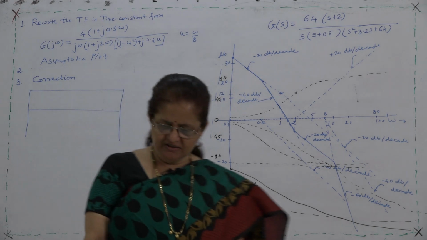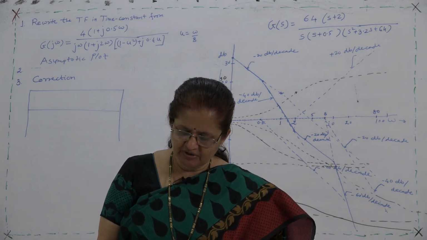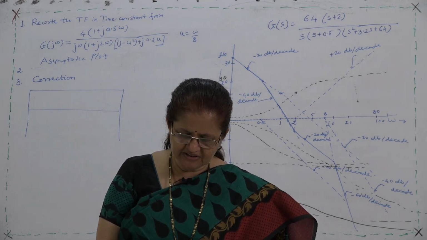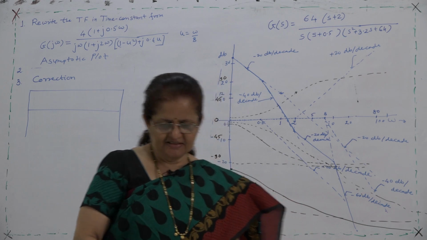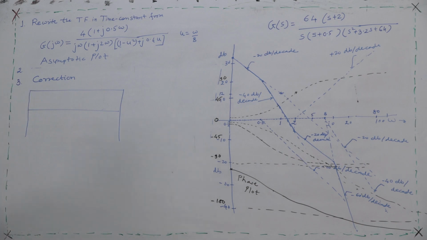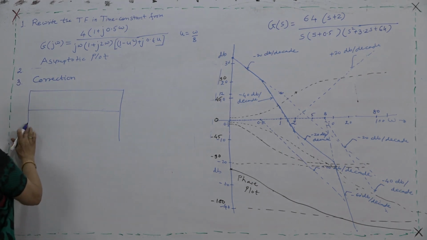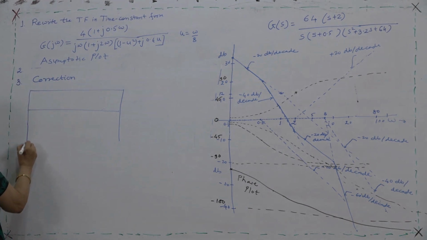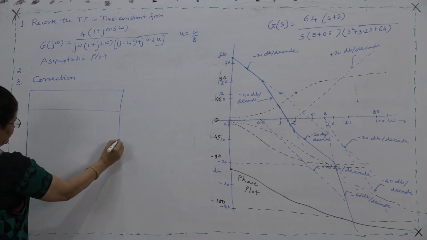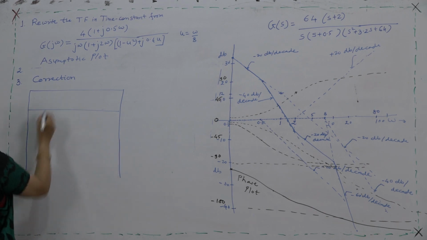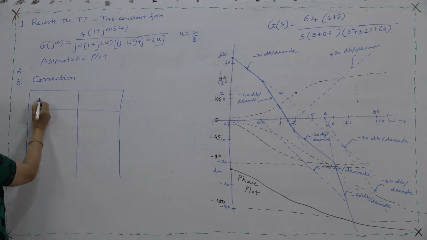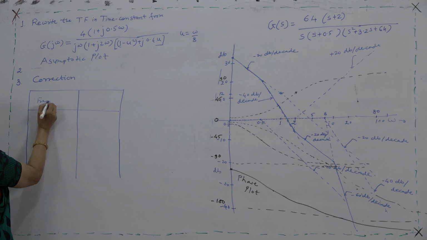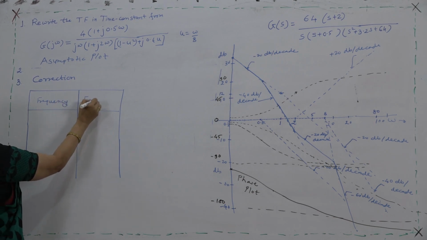For correction you make a table. So, what is your table or which things you will consider in the table? The various corner frequencies and one octave above and one octave below, those frequencies you consider. So, frequency and error, frequency and error.